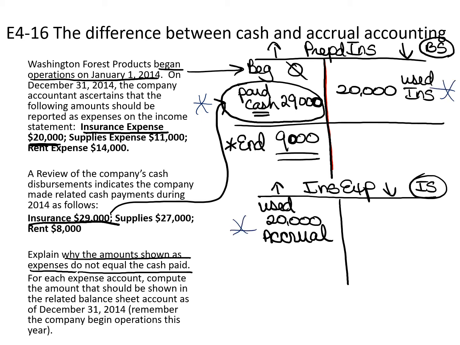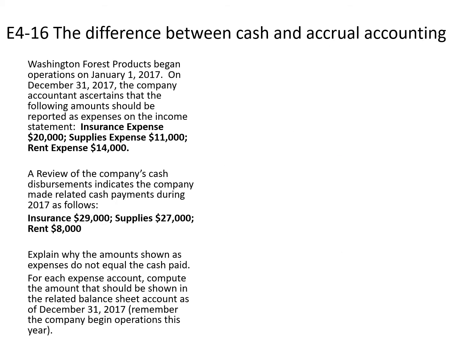So if I find the difference, I can see that I end up with an asset that has future potential value of $9,000 on the balance sheet. And on the income statement, we'll show $20,000 in insurance expense, even though we paid $29,000. Well, let's take a look at the next one.